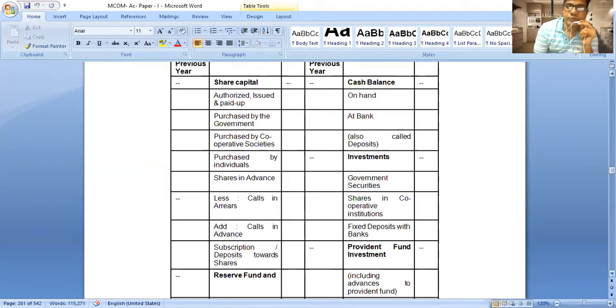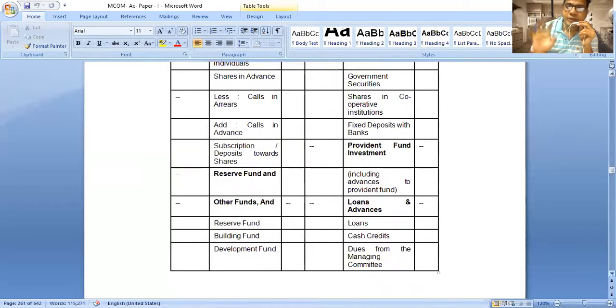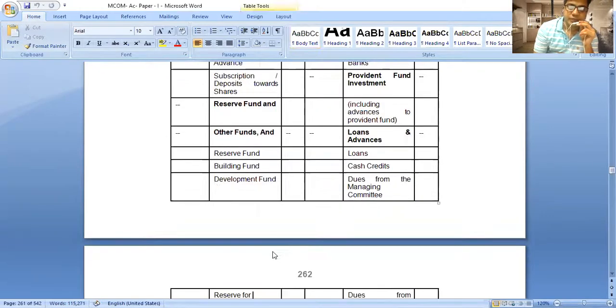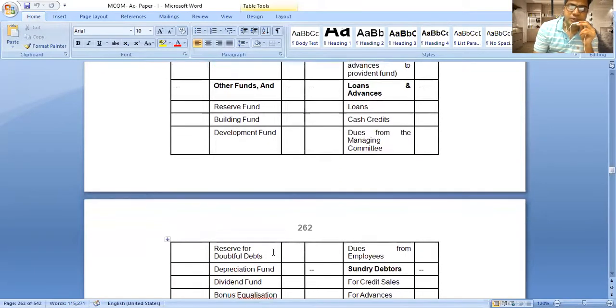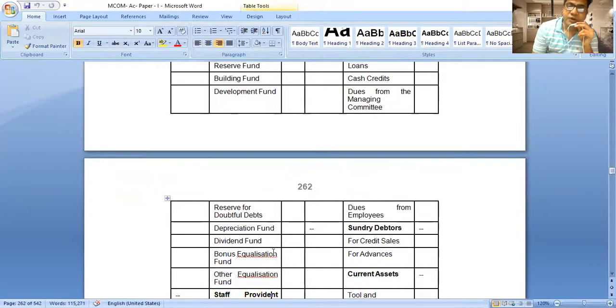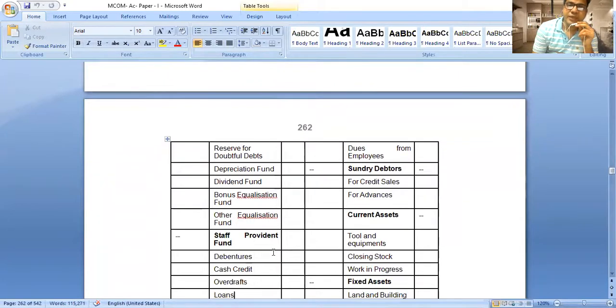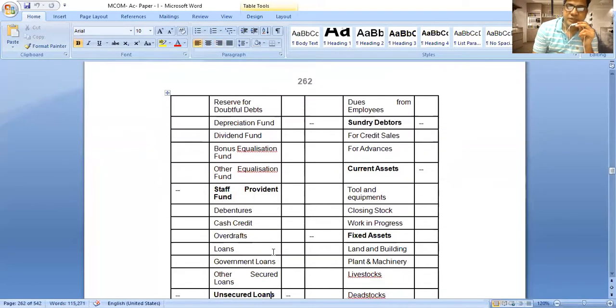Next is reserve fund and other reserves. It includes all kinds of funds and reserves. For example, reserve fund, building fund, development fund. There are various kinds of funds. Reserve for bad debts, depreciation fund, dividend fund, bonus equalization fund, other equalization fund, then staff provident fund. Then debenture is a liability, cash credit.